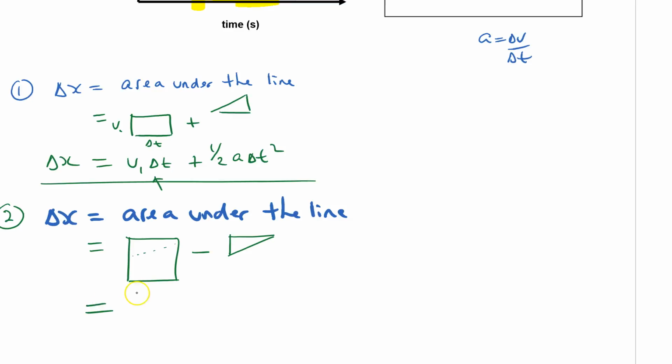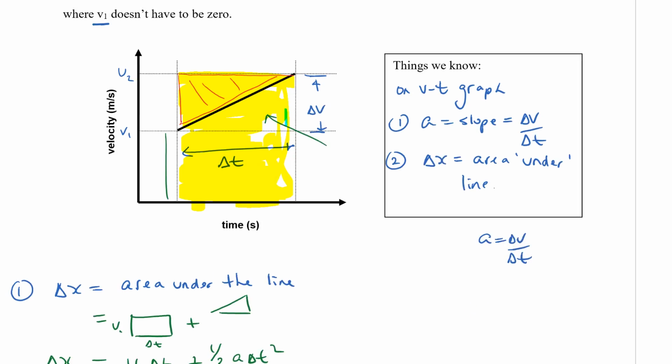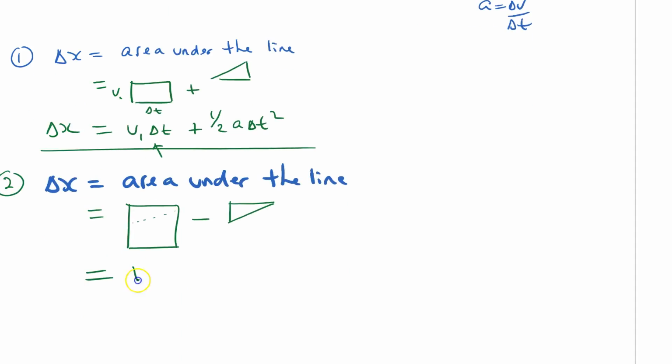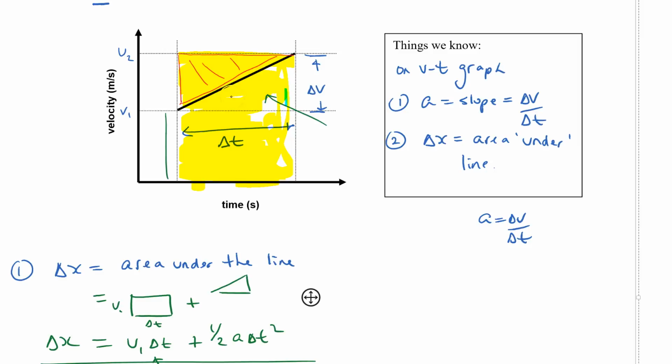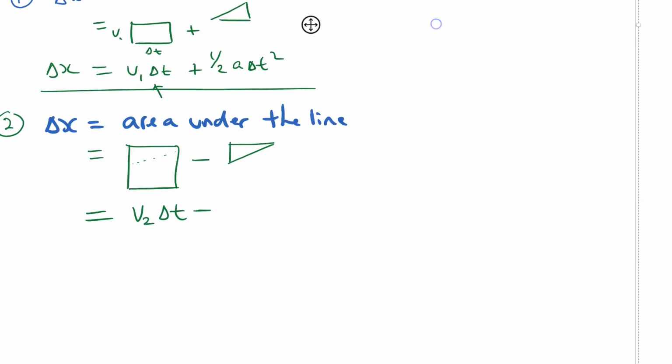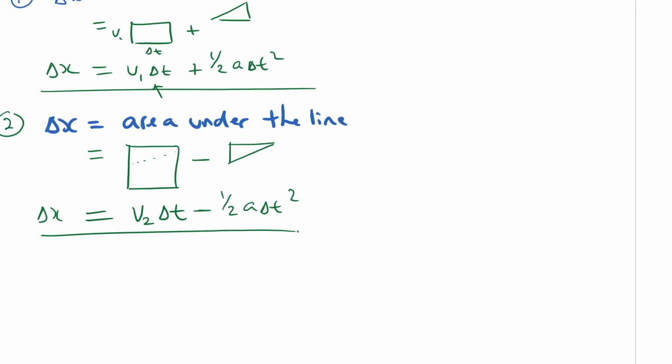Okay, so the area of this large yellow rectangle would be delta t on this side, but the height would be v2. So I'm going to say v2 times delta t minus, now that triangle really is the same area as the other triangle. So I'm going to say 1/2 a delta t squared. And that is my second of the 5. So we've got that done already.